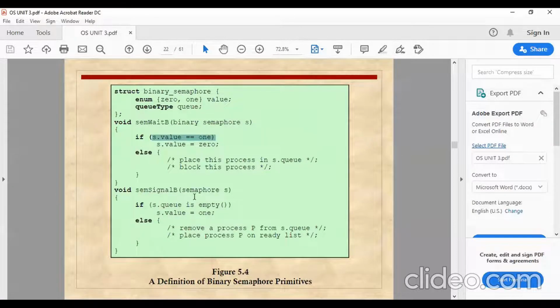So semaphore signal: if s.q is empty, which means no process is waiting, it will set the value to 1, meaning that it will allocate that resource. Now it is ready to execute. Else, remove the process from s.q and place the process in the ready queue. In simple language, 1 means it is allocated, 0 means not allocated. So that is the binary semaphore.